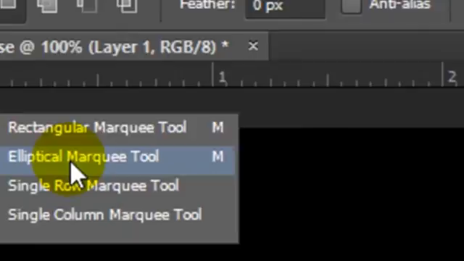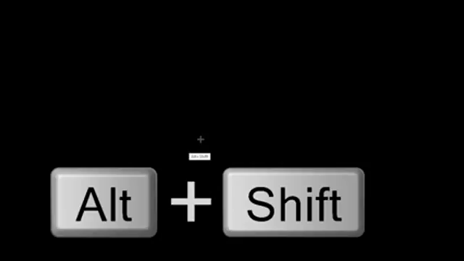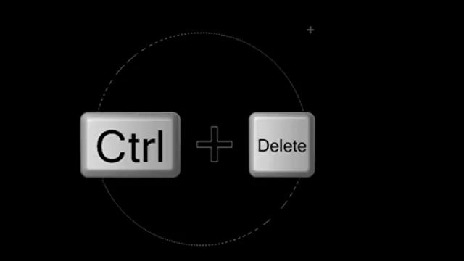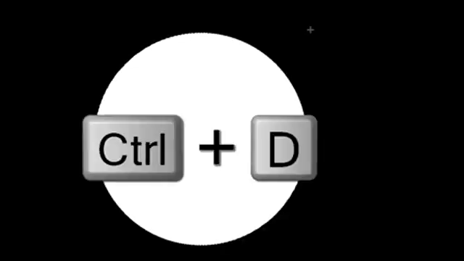Open your elliptical marquee tool, go near the center of your document, and press and hold Alt or Option plus Shift as you drag out a circle approximately this size. Fill the selection with any color. I'll fill it with white, and since white is my background color, I'll press Ctrl or Command plus Delete. Deselect it by pressing Ctrl or Command D.